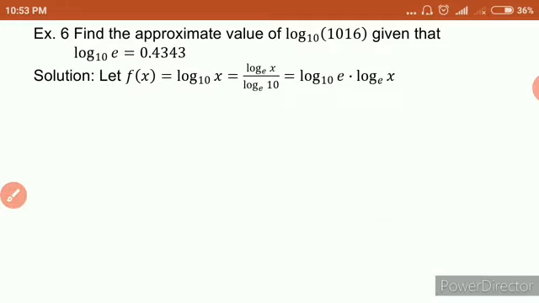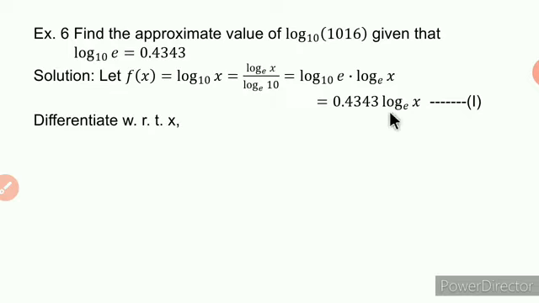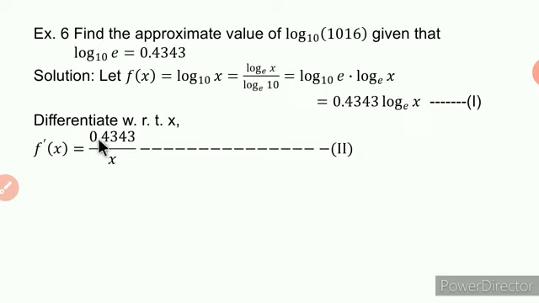Okay. Now see the next step. If we put here the value of log e to the base 10 that is given to you, it is equal to 0.4343 log x to the base e. We call this relation 1. Now differentiate this with respect to x. We know the derivative of log x is 1 upon x, and therefore we get f dash of x is 0.4343 upon x. We call it relation number 2.